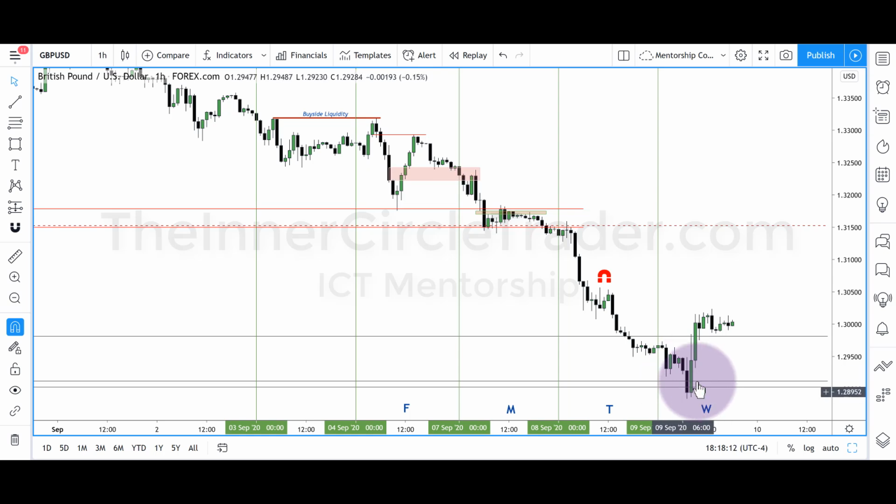I said that we would likely trade down into. It traded down into it and a little bit below it, below the 129 big figure, and then reacted.